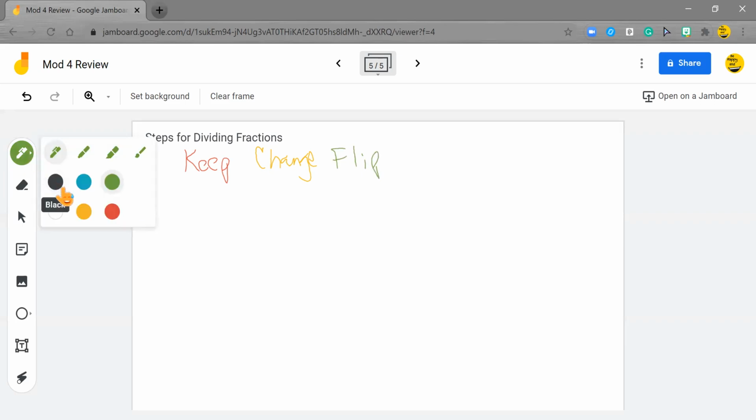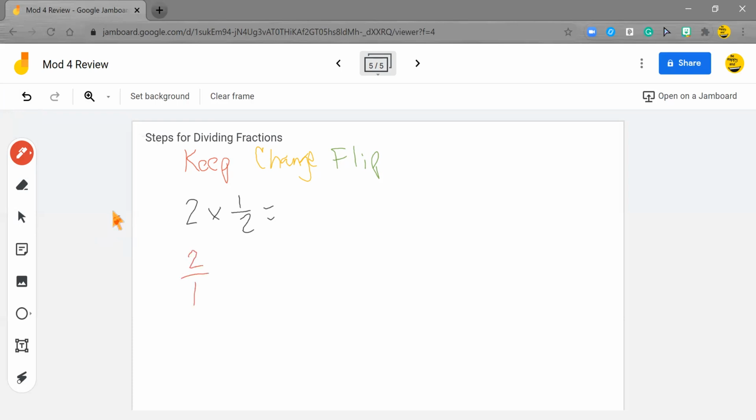So if I have 1/2 times, oops, let's try that again. I apologize, you guys. So I have 2 divided by 1/2. I'm using the color so you can see it. I know I keep the 2, but I need to turn it into a fraction. So it's 2 over 1. And all of a sudden it hit me, we're dividing, and I wrote multiplication there. It's division, my bad, you guys.